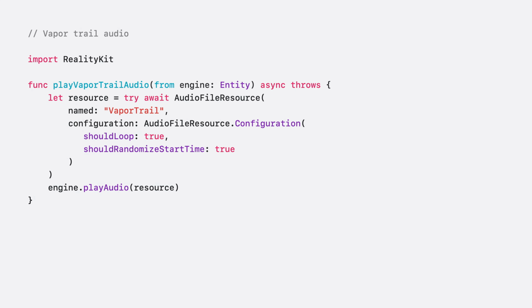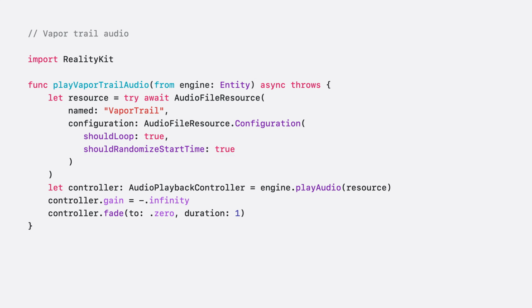I'm playing the same short looping file from both engines. I can set the should randomize start time property so that when both engines emit sound, they start playing from different positions in the file. By using a combination of looping and randomizing start time of playback, we can be efficient with our resources while delivering a rich audio experience. The noisy vapor trail audio file is authored to loop seamlessly, which also means that it starts abruptly.